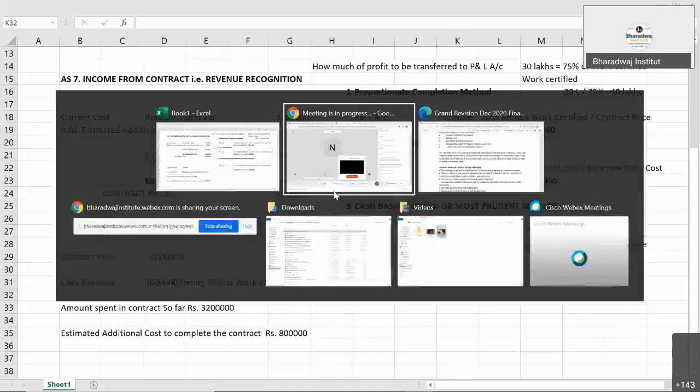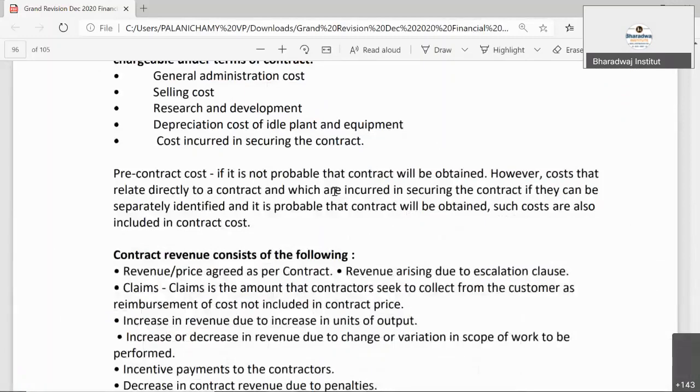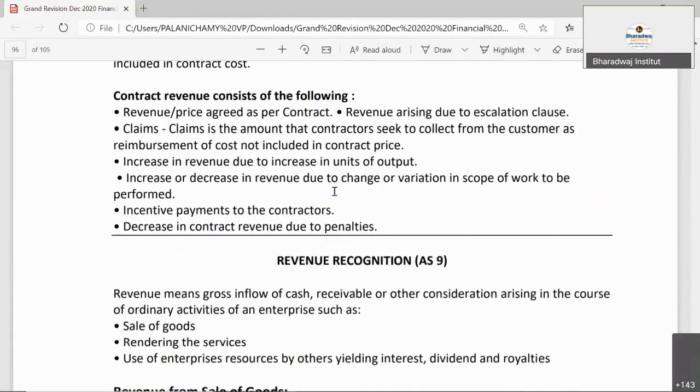Yeah, we'll move on to the next area. That is called revenue recognition.